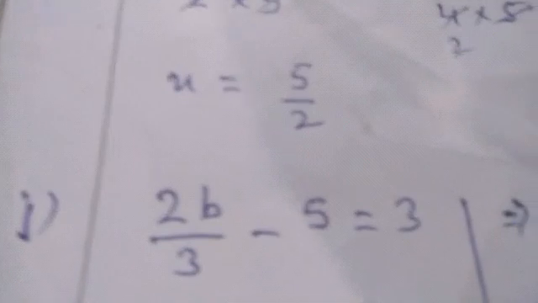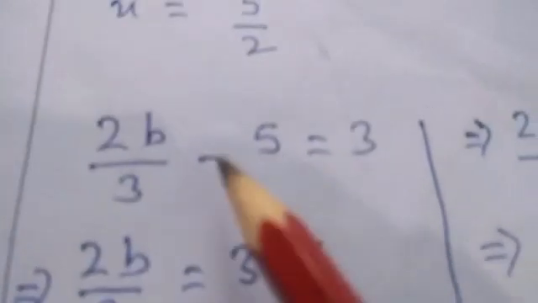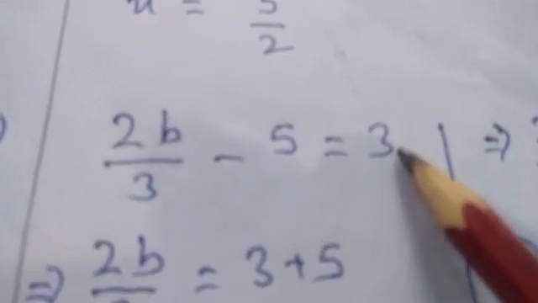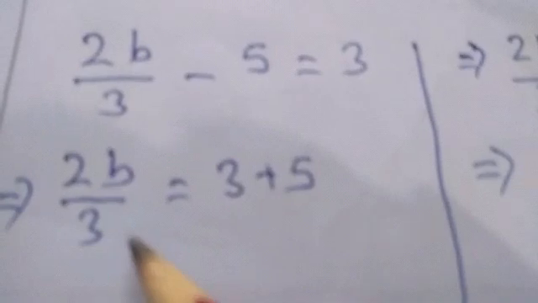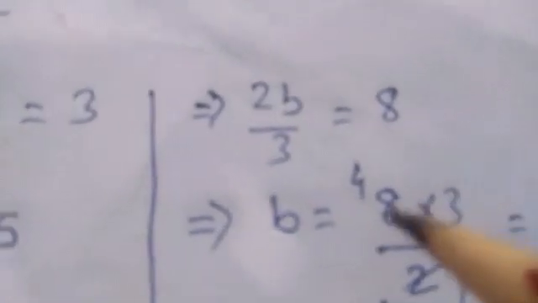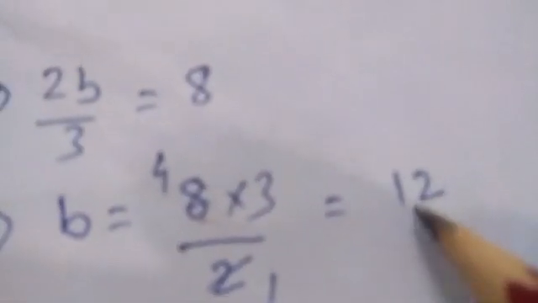Now let me take one more part, that is J. Okay, J part is 2b by 3 minus 5 is equal to 3. Similarly, if I bring this minus 5 to this side, it will become plus 5, 8. Now this is 2b by 3 is equal to 8. Okay, now this 3 will multiply here and 2 will divide. Simplify this, you will get the answer as 12.